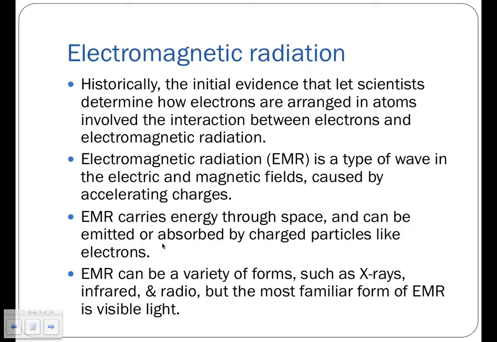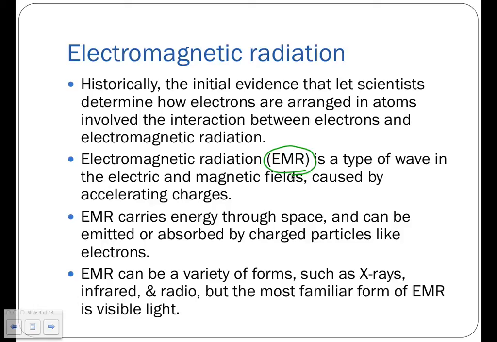So looking at this historically, the initial evidence that let scientists determine how the electrons are arranged in atoms involved interactions between electrons and electromagnetic radiation. We have the electrons in the atoms, we have electromagnetic radiation in the environment around them, and they interact together. How they interacted let us figure out where these electrons are and how they are structured. So let's look a little bit at electromagnetic radiation. We're going to abbreviate it here as EMR, just because it's a fairly long word.